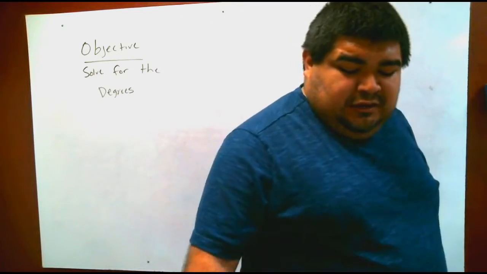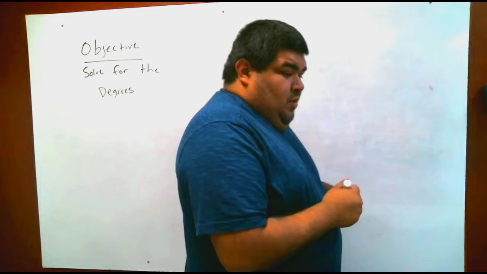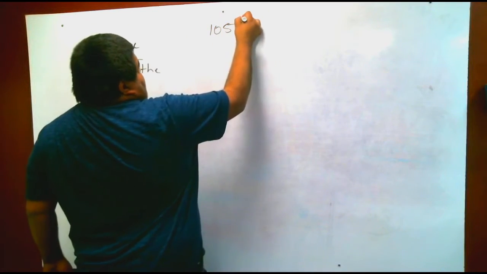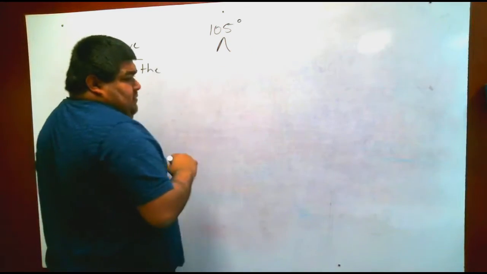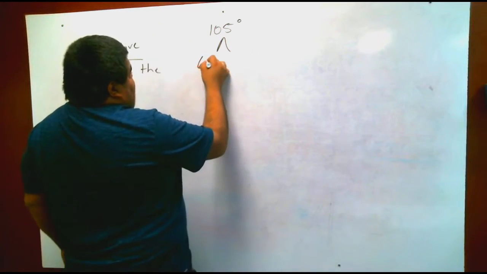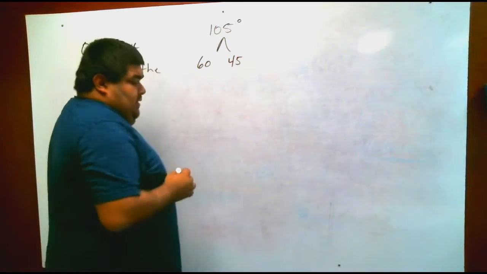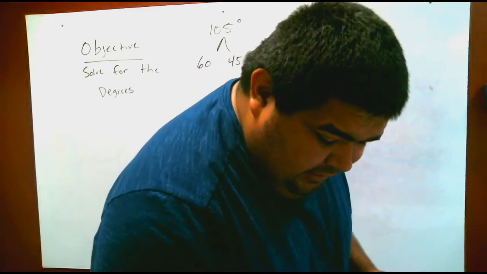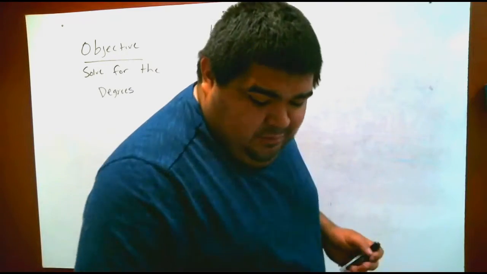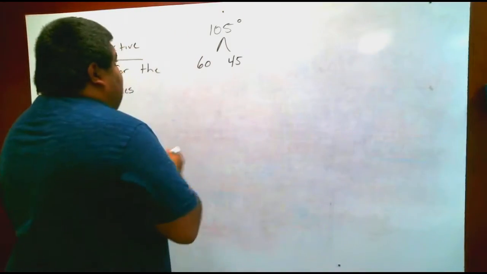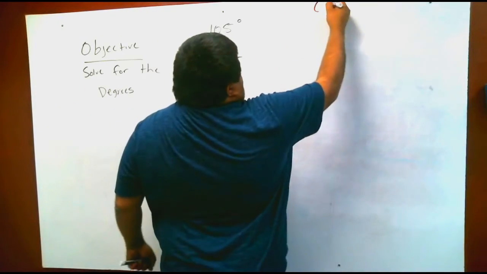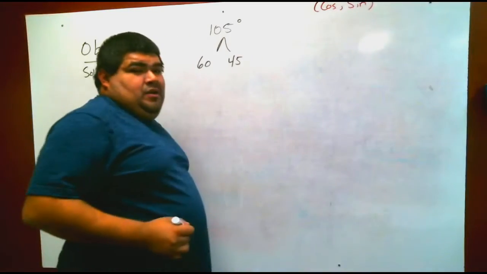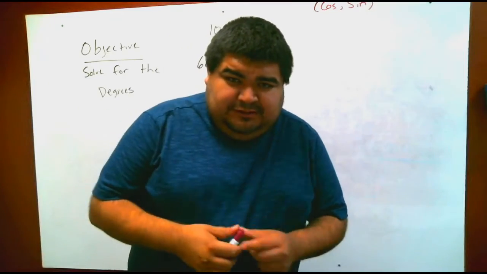If you remember last class, one of those examples was 105 degrees. Then we broke it down into 60 and 45 degrees. For both 45 and 60, we found our sine and cosine. When it comes to sine and cosine, we have cosine comma sine, when it comes to those numbers in the parentheses.